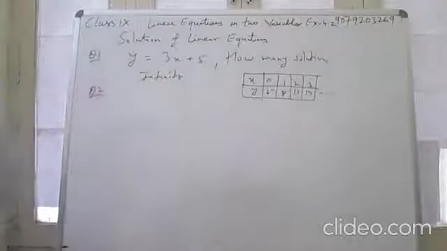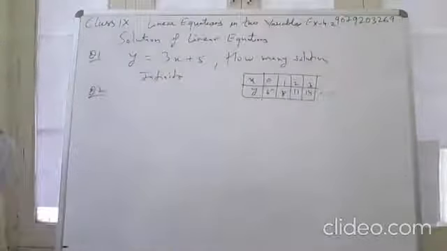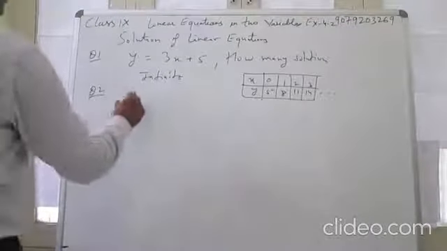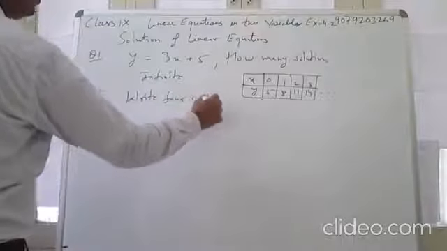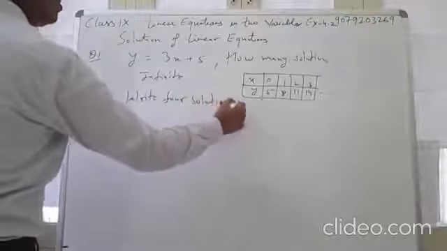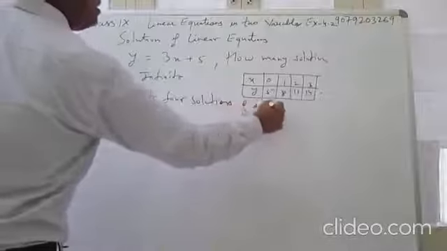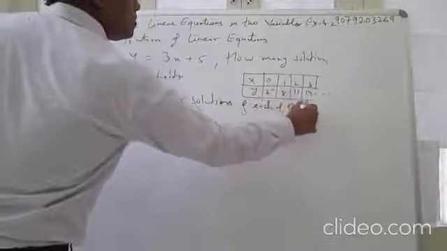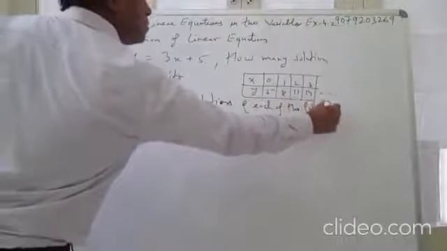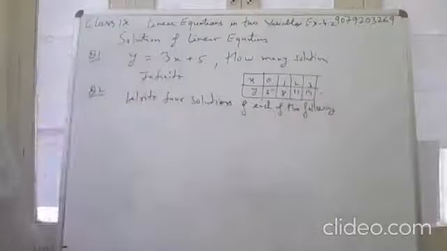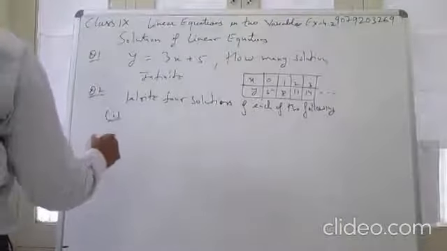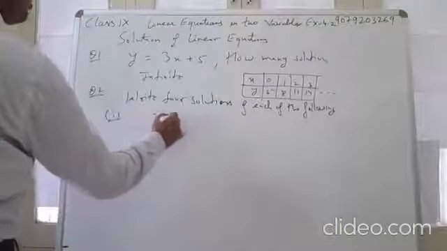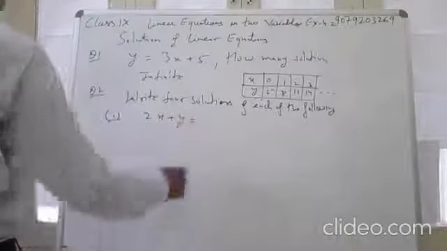Question 2. Write 4 solutions of each of the following. First part, I will do 2x plus y is equal to 7.